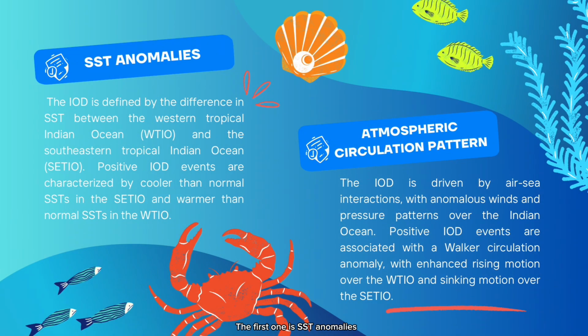The first one is SST anomalies. The IOD is defined by the difference in SST between the western tropical Indian Ocean and the southeastern tropical Indian Ocean. Positive IOD events are characterized by cooler than normal SSTs in the southeastern Indian Ocean and warmer than normal SSTs in the western tropical Indian Ocean.